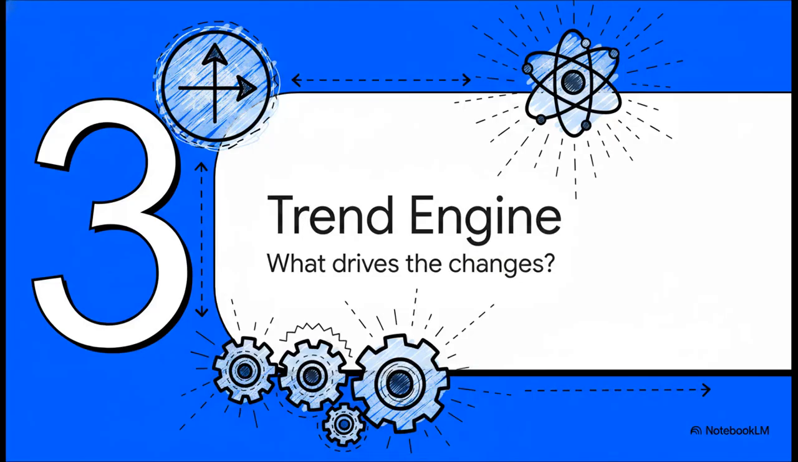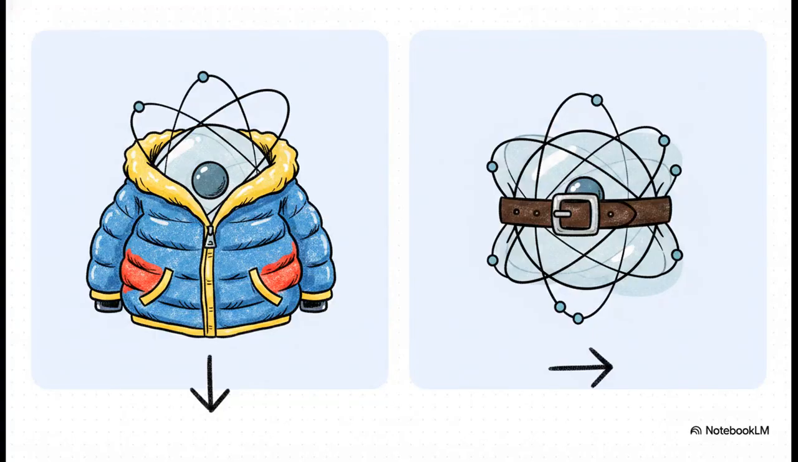Which brings us to part 3, the engine behind the trends. We've got the map, we've got the vocabulary, so what's actually driving these properties to change? To really make this stick, let's use a real-world analogy. The entire engine of the periodic table is basically a massive battle between 2 forces.